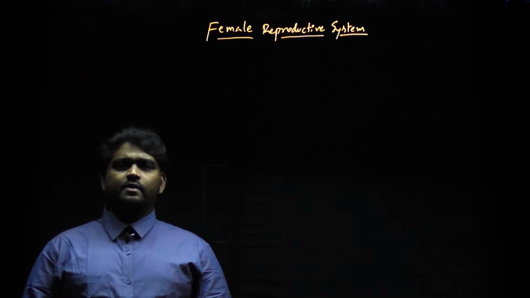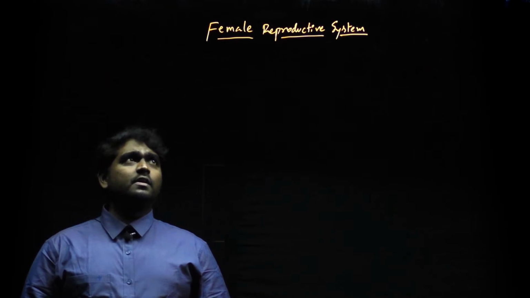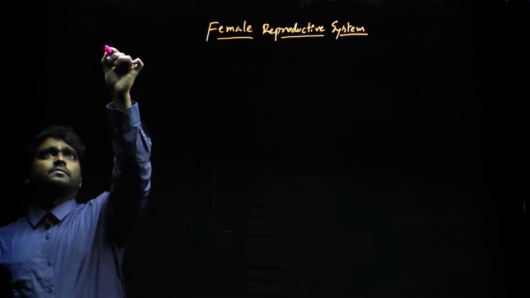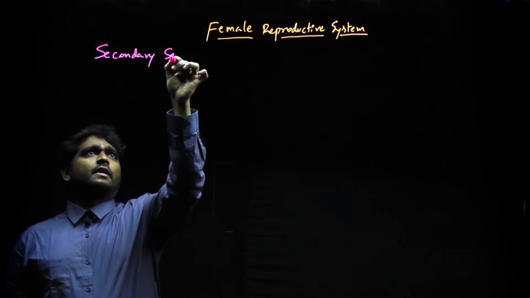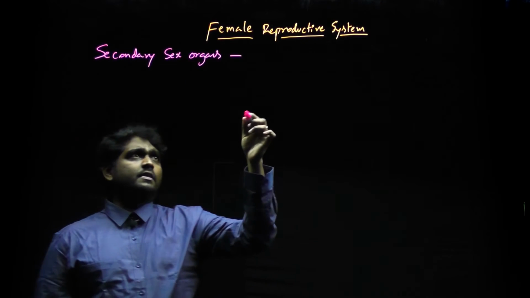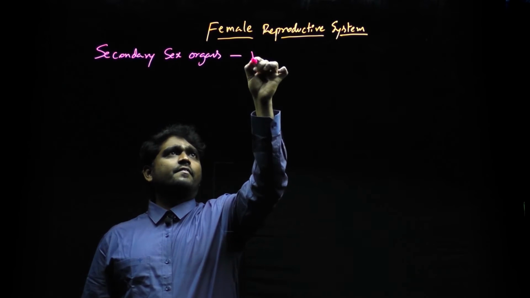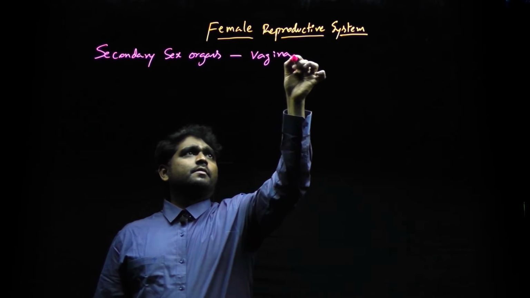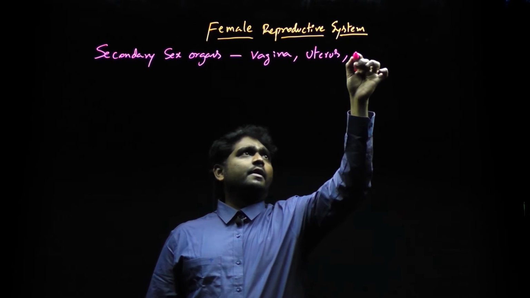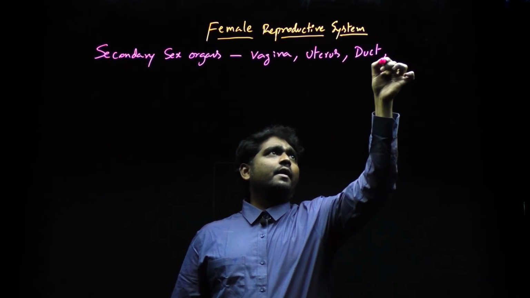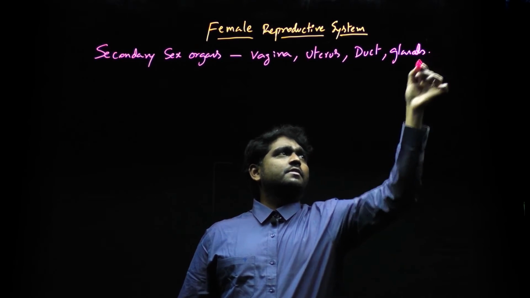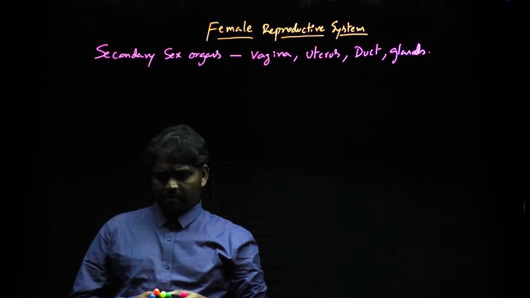In the previous slide we discussed the female reproductive system's primary sex organ, the ovary. Next, the secondary sex organs will start. In the secondary sex organs we start with the womb. Generally, the secondary sex organs include the vagina and uterus, and there are ducts and glands present. First we start with the vagina.